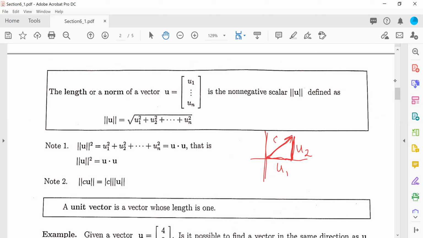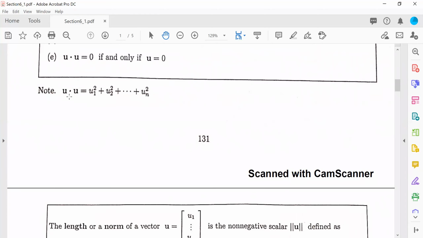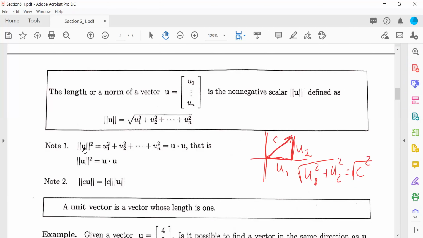So from the Pythagorean theorem, we would have that u1 squared plus u2 squared is equal to c squared. And c squared is nothing else but the length squared. Taking the square root of both sides, we get the length formula right here. Now if I square the length formula on both sides, what I'm getting is u1 squared plus u2 squared, which, if you look at the note, is nothing else but the dot product. So norm squared, or length squared, is nothing else but the dot product.